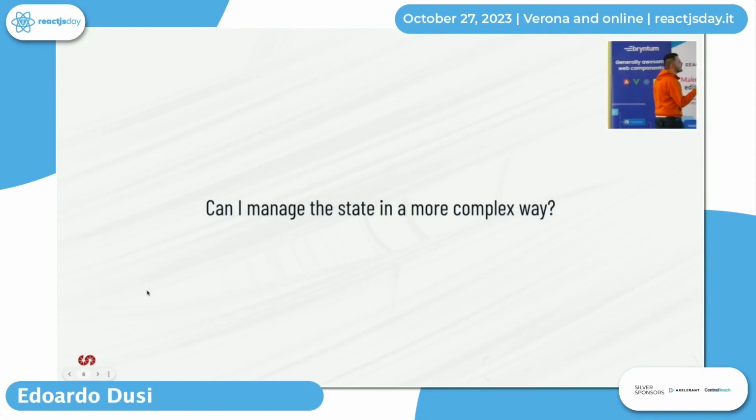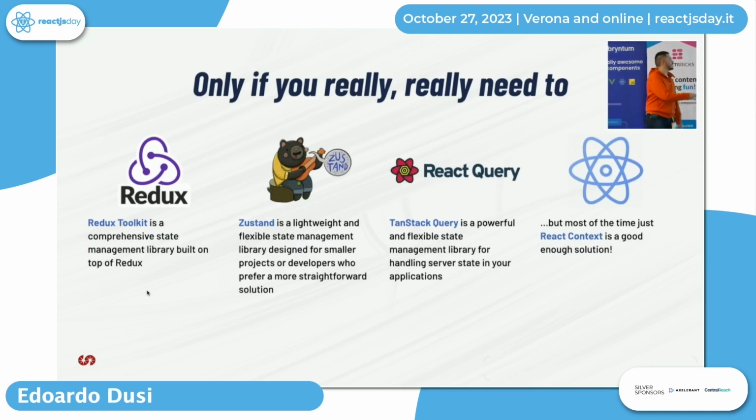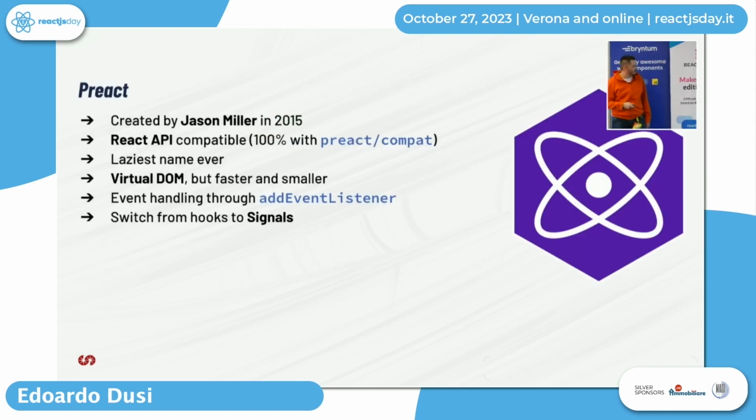Yeah, you can manage the state in a more complex way. If you really need to, you can use other state management. I don't think you should most of the time, but you can. You can use Redux, you can use Zustand, you can use React Query, which is one of my favorite ways to manage state, because you can manage the state in the server. So I think it's an approach that I would like to suggest to you, or you can use React context, but that's not the point.